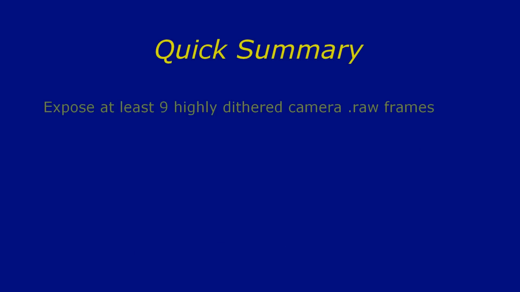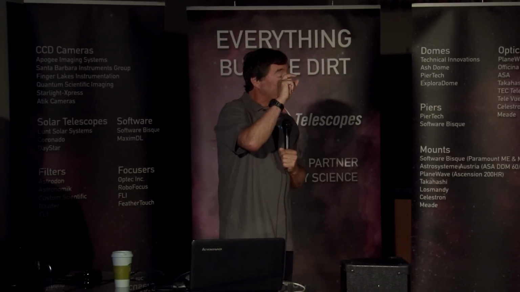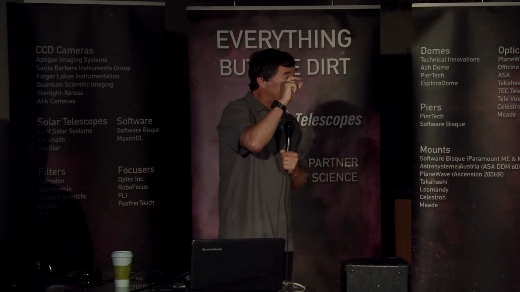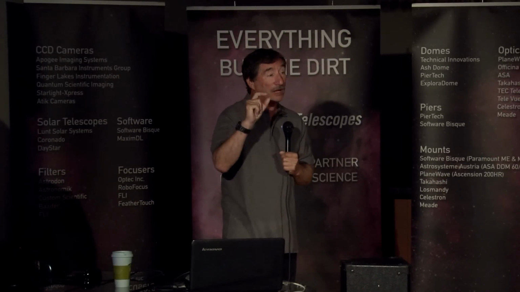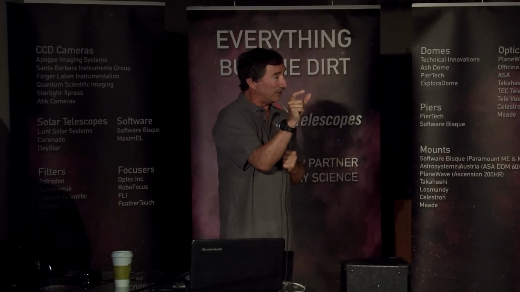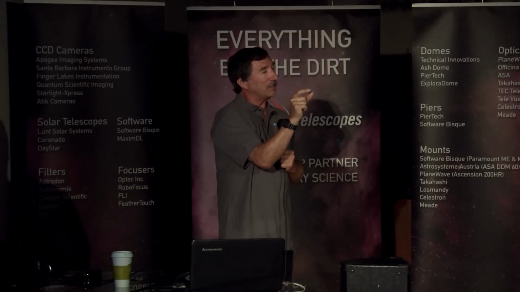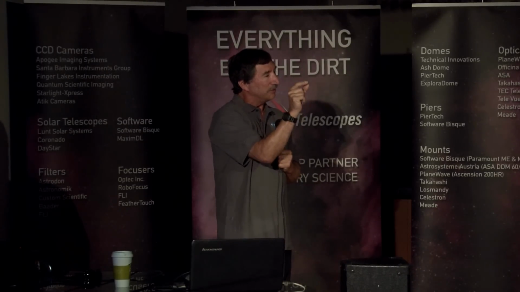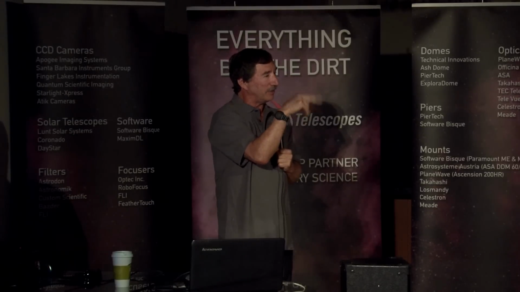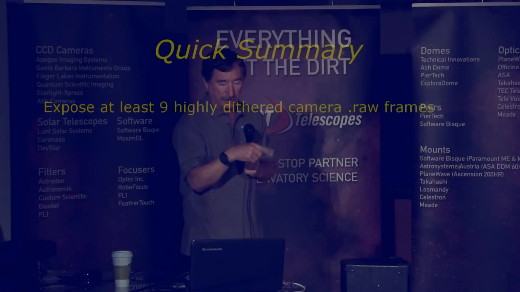So my method is expose at least 9 highly dithered camera raw frames. By highly dithered, I mean not a couple of pixels, but you need to go a couple of star diameters. And the reason for that is that the color model is big. It can be 5 to 10 pixels in size. So if you just go a couple of pixels, that's not going to do it. You got to go about, I'd say, 2 or 3 normal star diameters, up, down, left, right, diagonally, however you can do it. Go around, around, around.